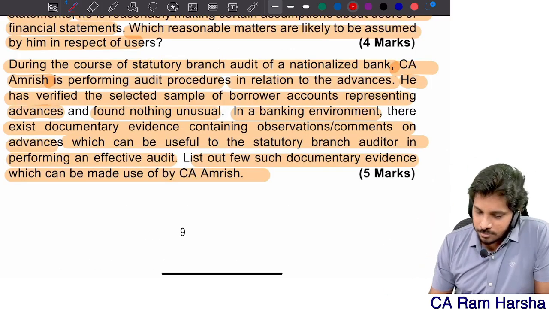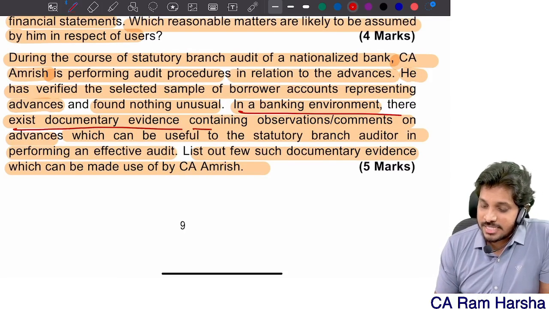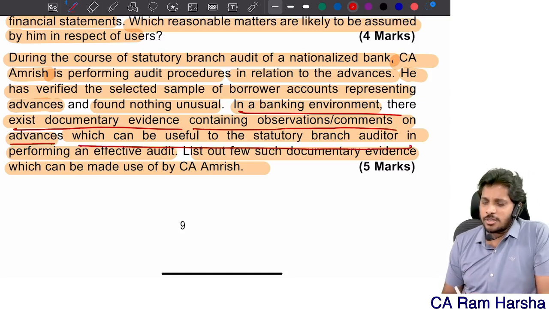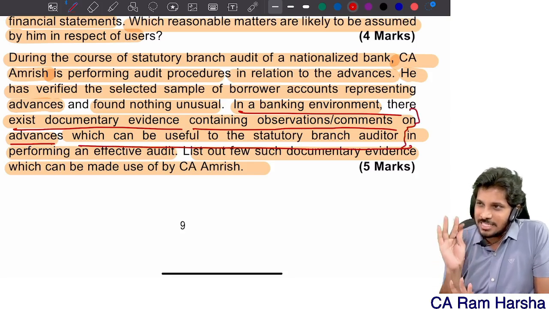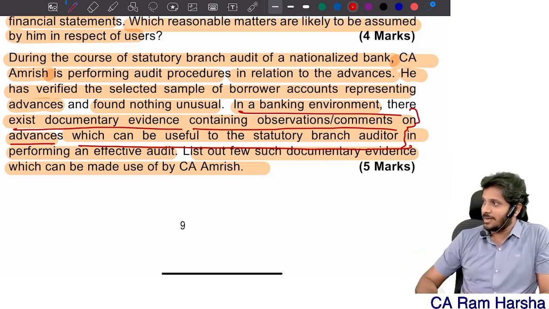So here, in a banking environment, there exists documentary evidence containing observations and comments on advances, which can be useful to the statutory branch auditor. Technically speaking, this question level is a little tough, because understanding exactly what point they are asking is a bit tough.